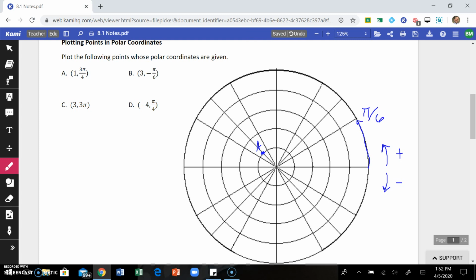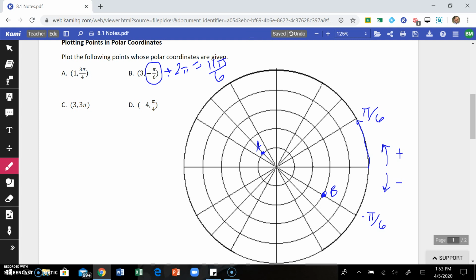If I go that same distance in the negative direction, this is going to be the angle negative pi over 6. You could also, if you remember, find the coterminal angle of that. So what you could do is simply add 2 pi to that, which would give you 11 pi over 6. And then you would know where that's located. And then we're on the third ring, so I will go out to the third ring and plot that point. That is point B.